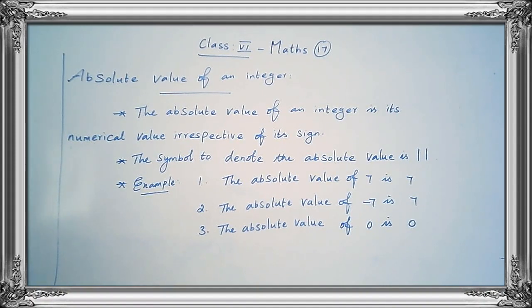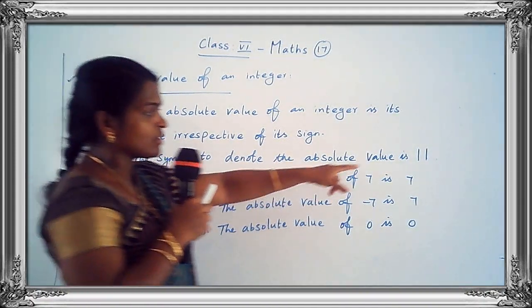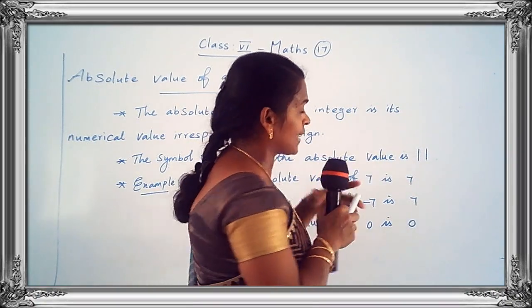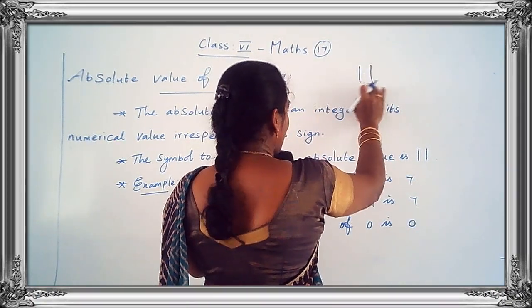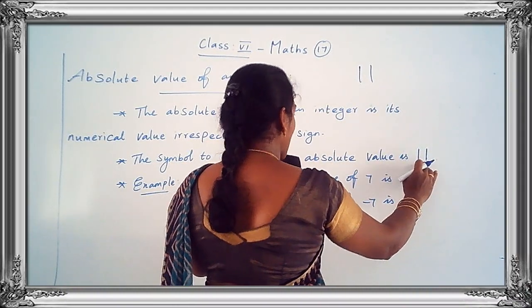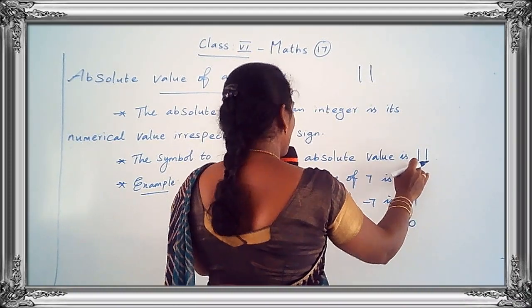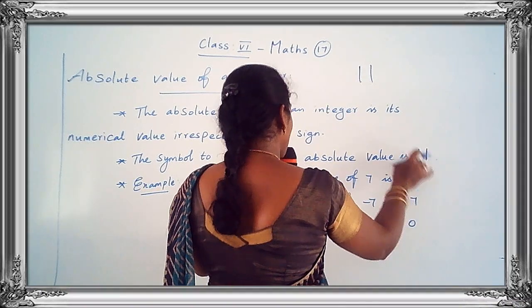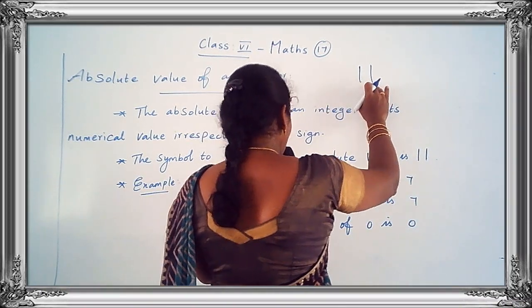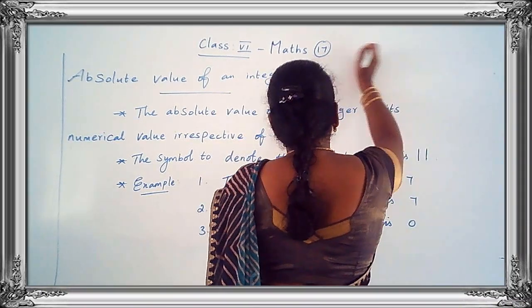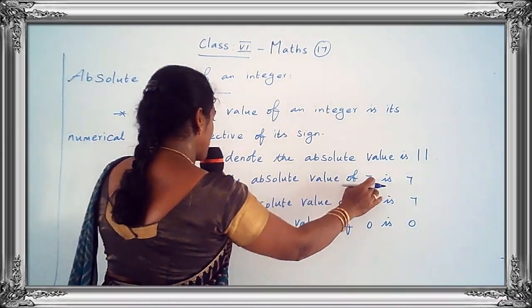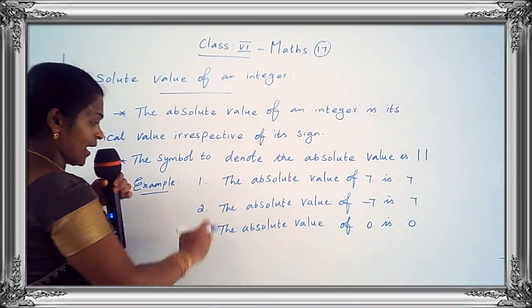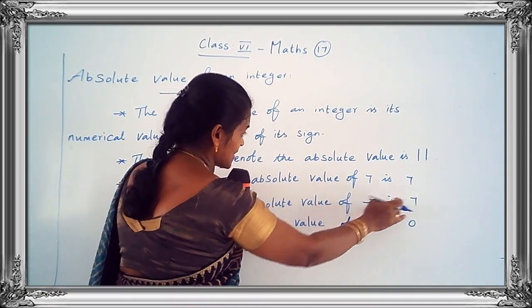Okay, the symbol to denote absolute value is written like this. That is called modulus. Okay children, it's read as modulus. You see the example: the absolute value of 7 is 7 only. The absolute value of minus 7 is 7.